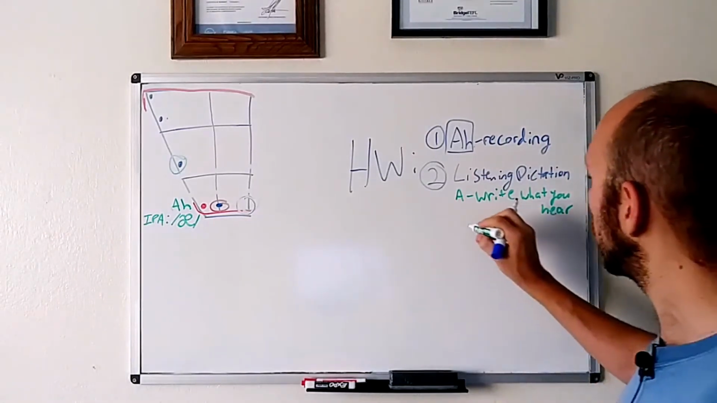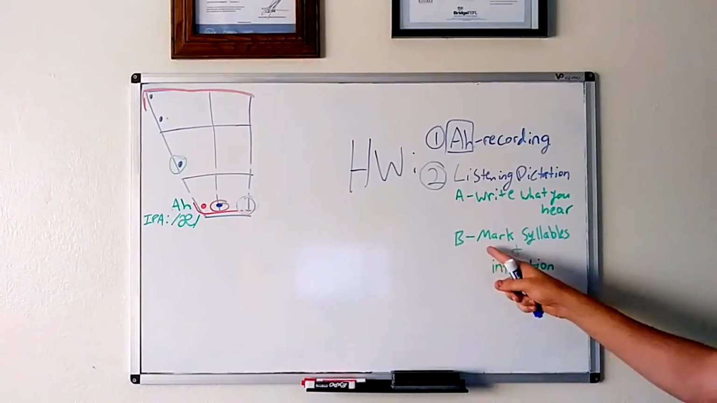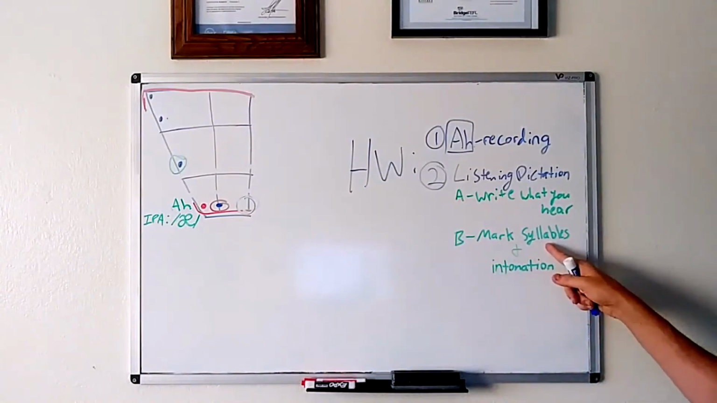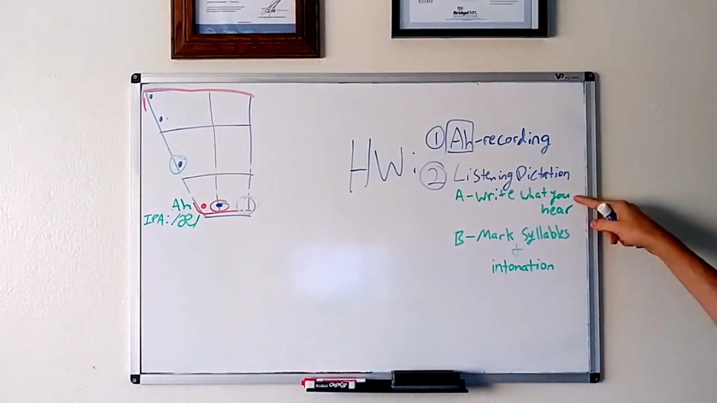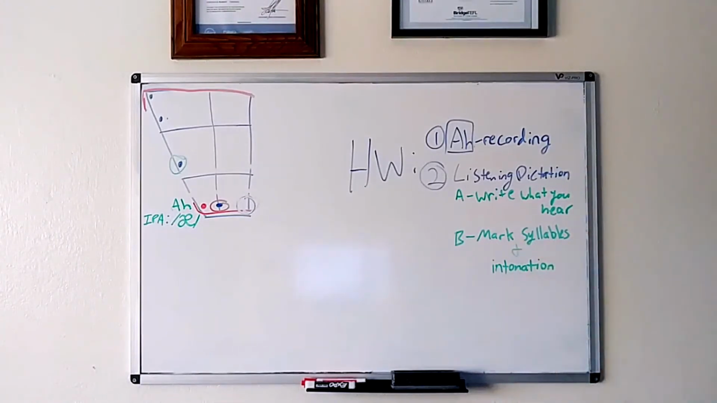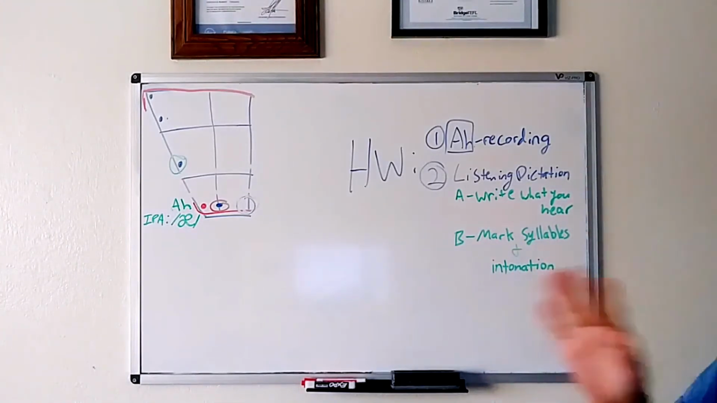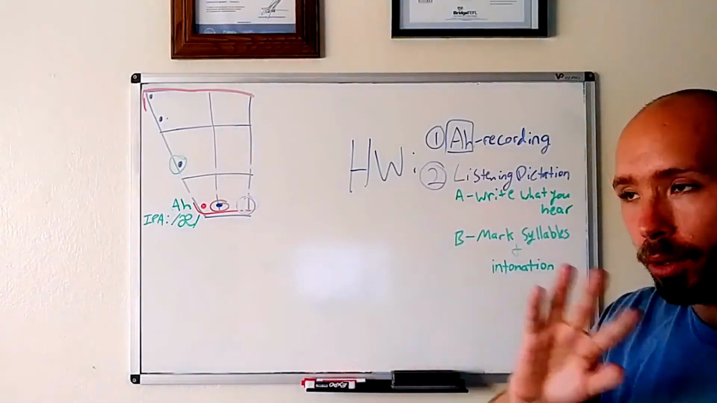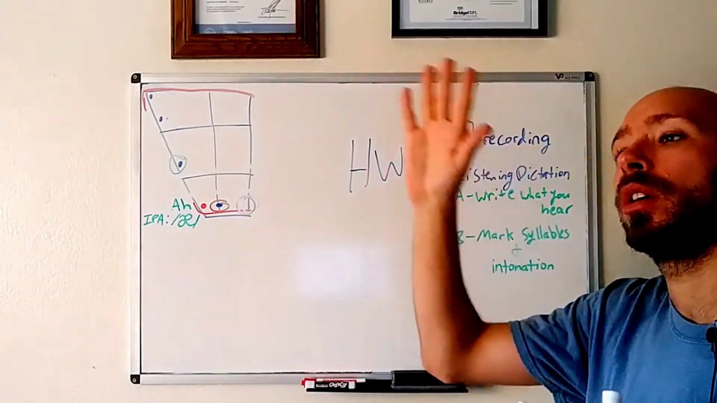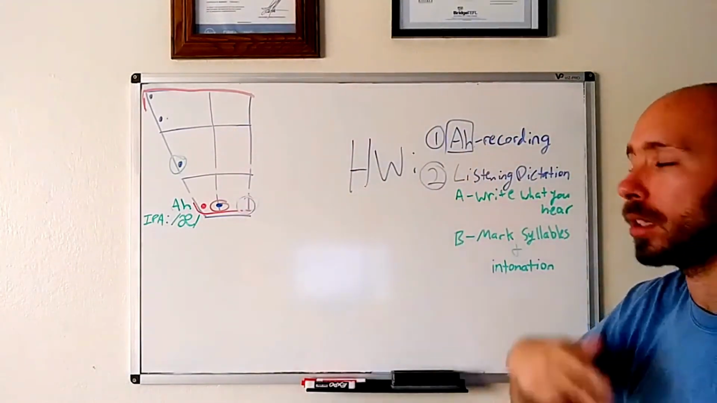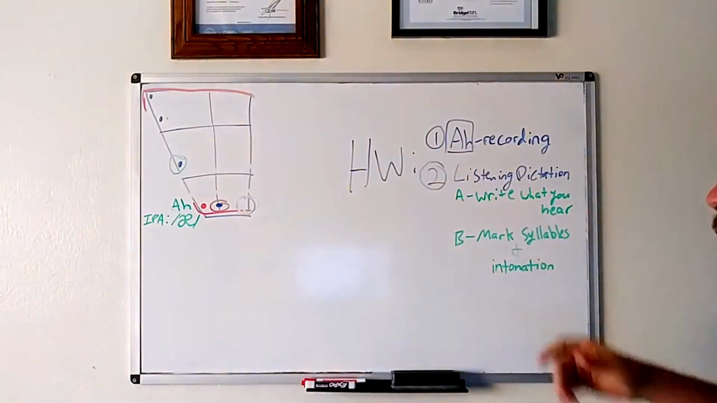You're already doing that. So for part B, what I want you to do is mark the syllables in this listening dictation from what you wrote. Mark the syllables and the intonation. Don't worry about the stress. We're not going to worry about if a word or a syllable is stressed or unstressed. We'll get to that. First, we're going to focus more on the syllables.